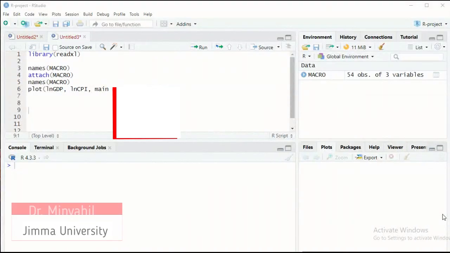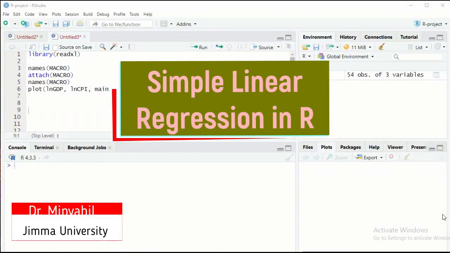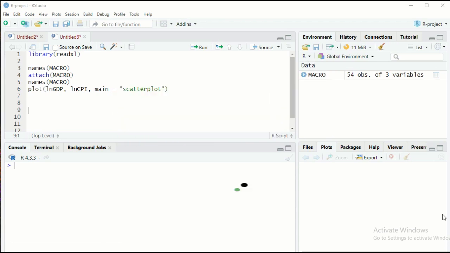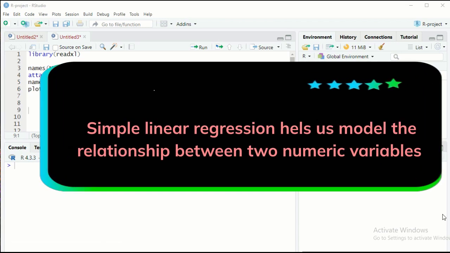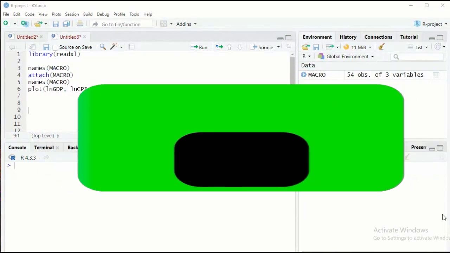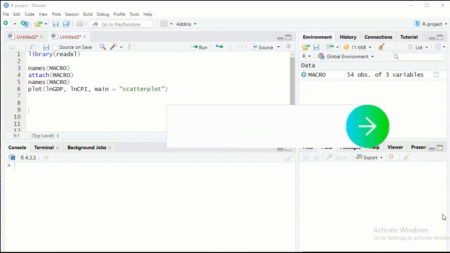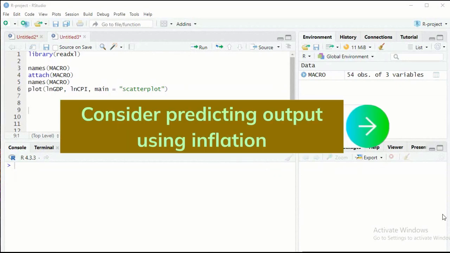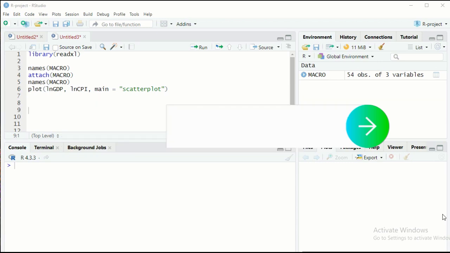Hello, welcome. Here in this video, you will learn how to estimate a simple linear regression model in RStudio. Simple linear regression helps us model the relationship between two numeric variables, not their linear associations but causal interactions. Suppose, for example, we want to predict economic growth, proxied by the natural logarithm of gross domestic product, using inflation, which is also proxied by the natural logarithm of consumer price index.